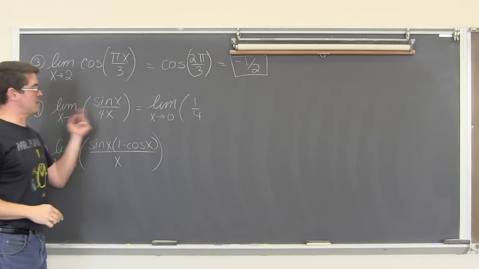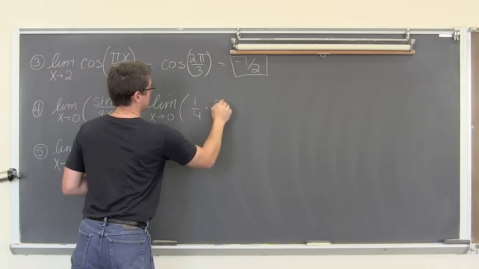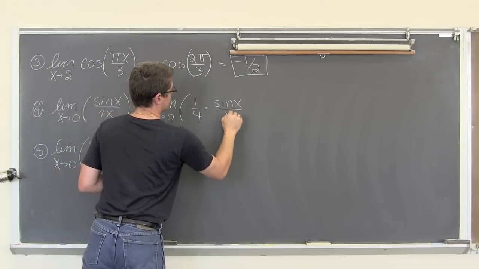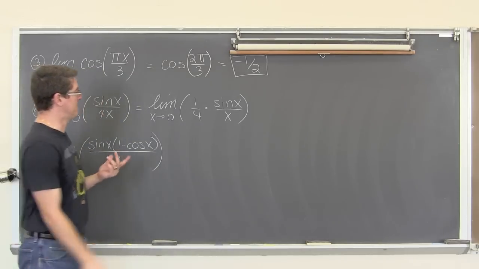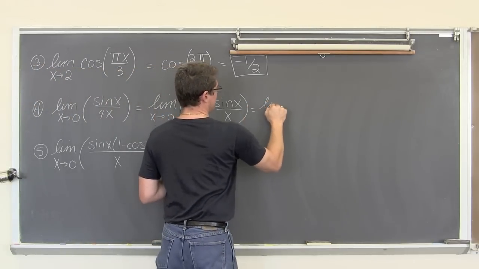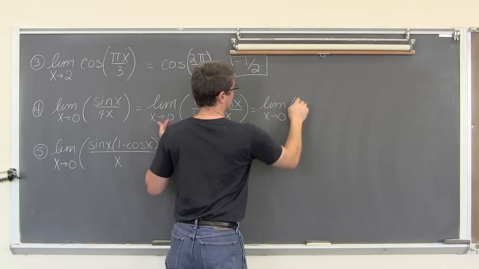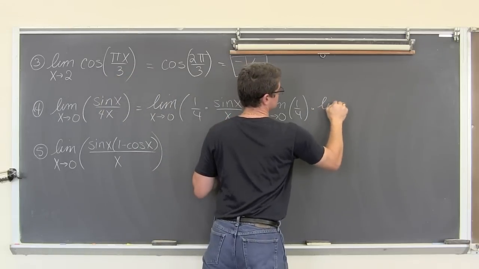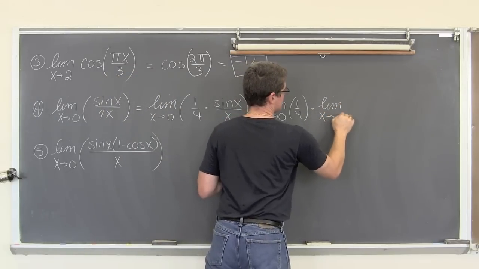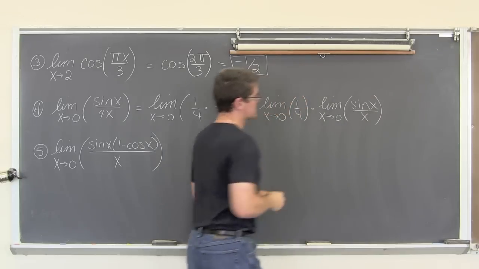All right, so it becomes the limit as x approaches 0 of 1/4. I'm going to pull that denominator out and make it a separate factor, times the sine of x over x. Since we're just learning all these properties of limits, that is equal to the limit as x approaches 0 of 1/4 times the limit as x approaches 0 of sine of x over x.